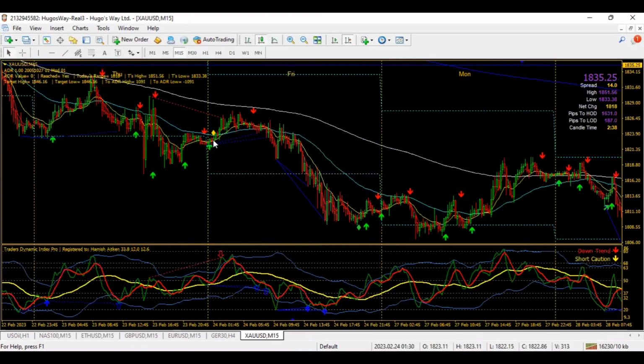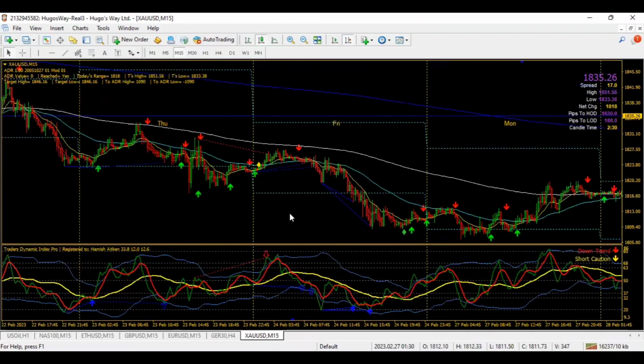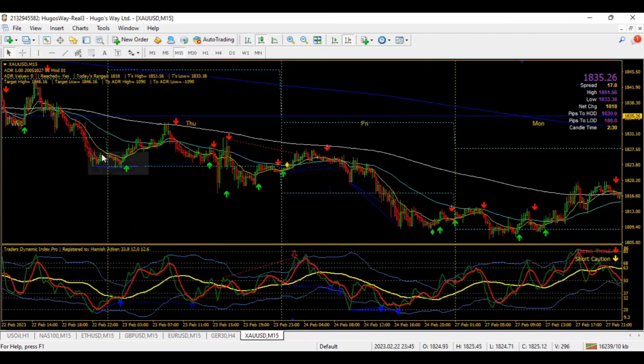This was a consolidation, stop hunt to the high, drop. Continuation, reversal at the end of the day, back into consolidation. It really do be that simple. It was a consolidation, stop hunt to the high, drop, continuation. When it made its low, it reversed back into consolidation.